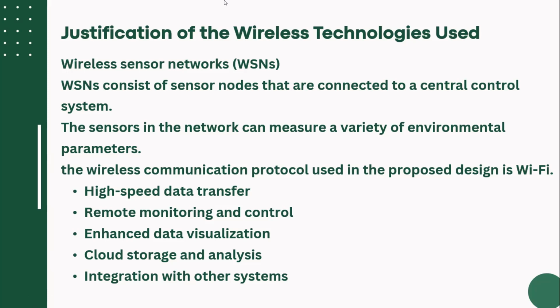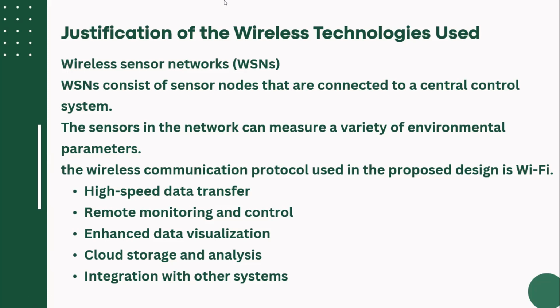One reason is the high speed of data transfer, which can help the growers to quickly identify and address any issues there. The second reason is that it facilitates remote monitoring and control. By using a mobile application, growers can remotely monitor and control their greenhouse operations from anywhere at any time.